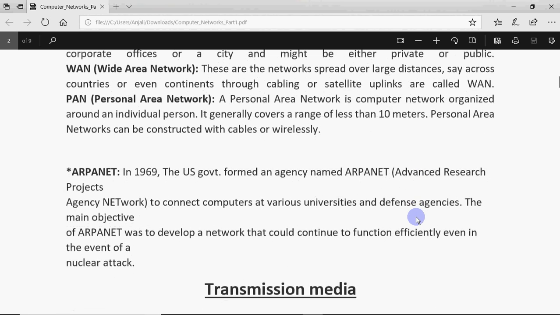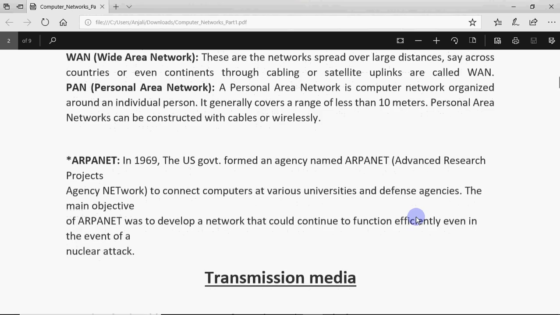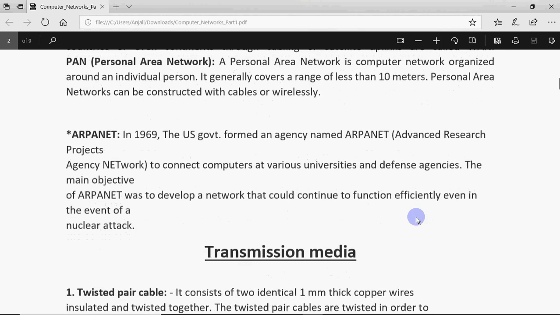Before we go to the transmission media, there is a term called ARPANET. This is the first computer network which was actually developed and came into operation. It was developed by the US for defense purposes and it was developed in 1969. Okay. So you should know what ARPANET is. ARPANET is Advanced Research Projects Agency Network. You have to remember the full form from the exam point of view.